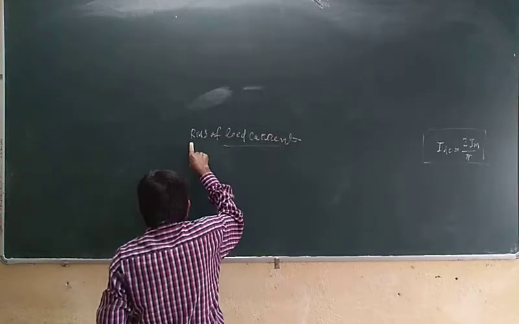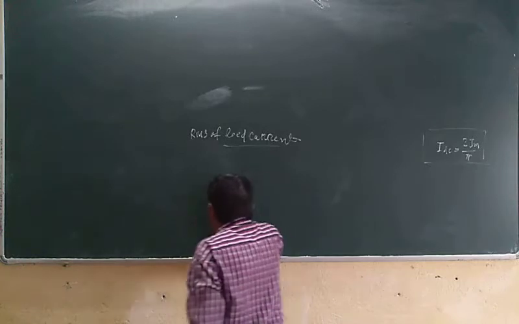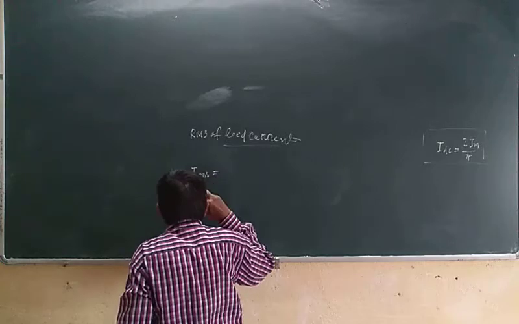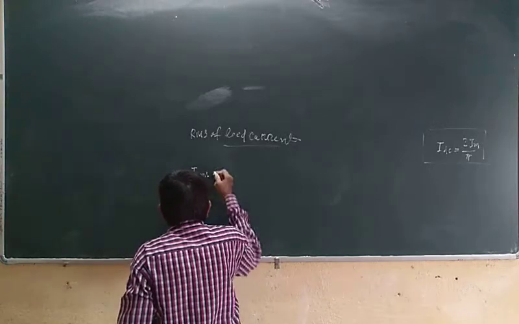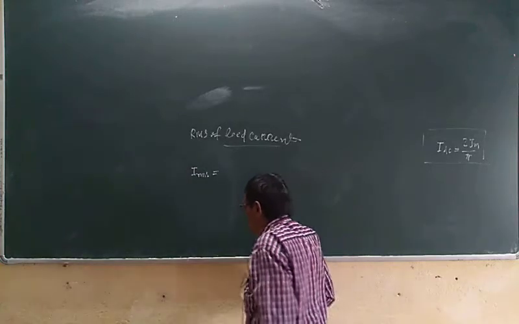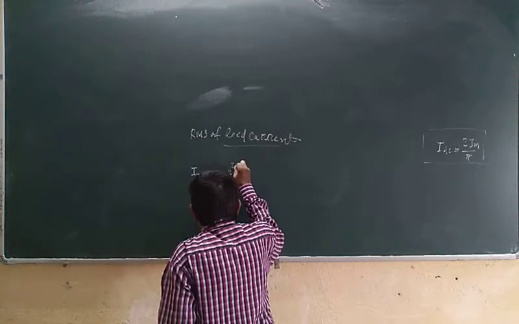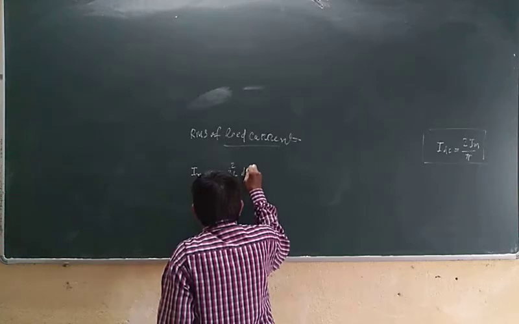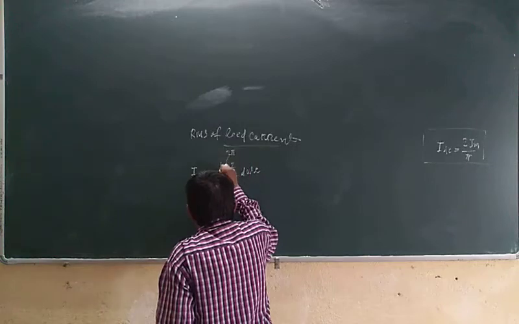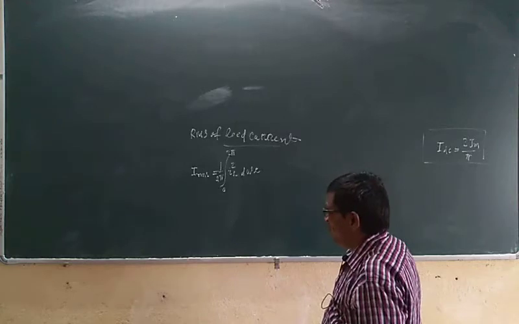So RMS means root mean square, that is the average. It is also known as IRMS. Now IRMS means we take its analysis, then the integrating part of root mean square: I square L d omega t integrating from 0 to 2 pi, that is the average, meaning 1 by 2 pi. So this is how we can calculate IRMS.